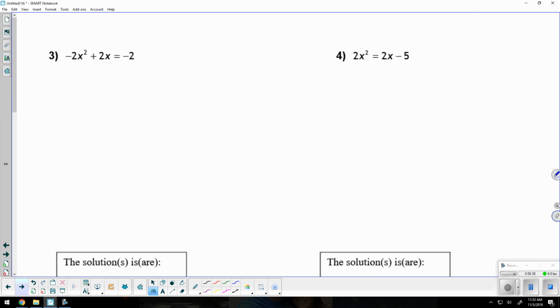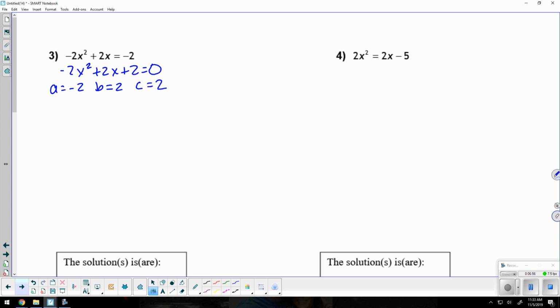All right, let's try a couple more. On to number 3. On to the next page. First thing again, set this thing equal to 0. So add the 2 to the other side. So you have negative 2x squared plus 2x plus 2 equals 0. All right, your a value is negative 2. Your b is positive 2, and your c is positive 2.